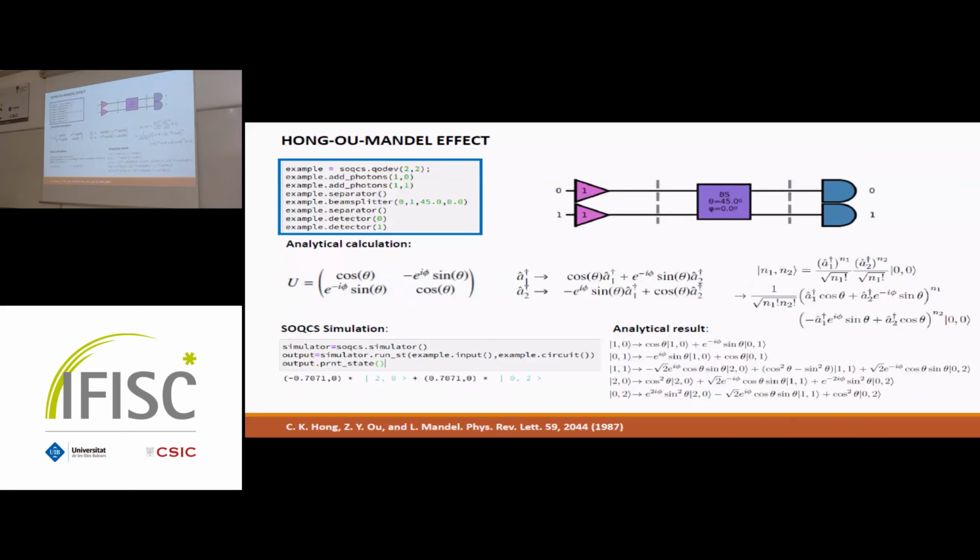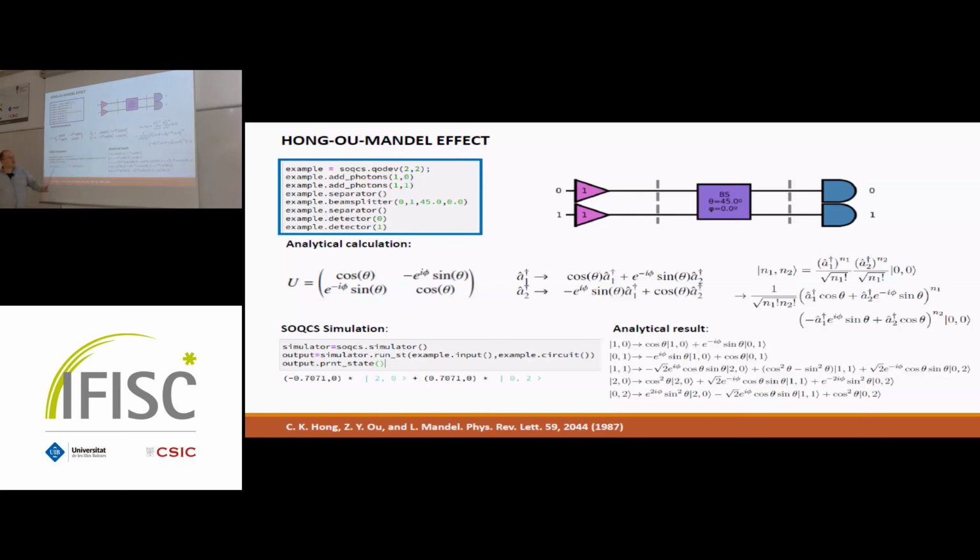First, I would like to present this very simple circuit with only 2 channels, with 2 photons, a balanced beam splitter, and 2 detectors. This plot is generated automatically by SOQCS once you have declared the circuit in here. Basically, this beam splitter can be represented by a unitary matrix with 2 cosines, 2 sines that depend on theta, and 2 phases that depend on phi. And this matrix is represented as a transformation of the creation operators at the input into the creation operators at the output.